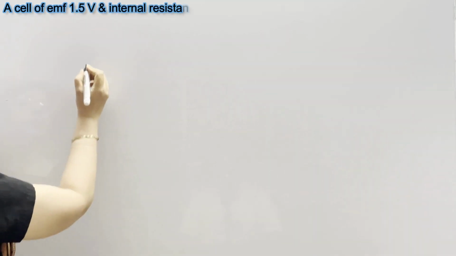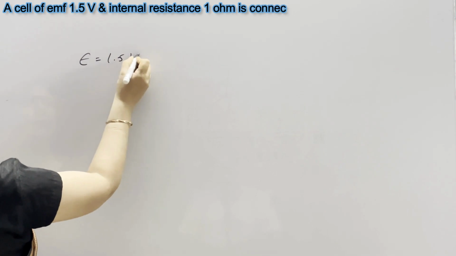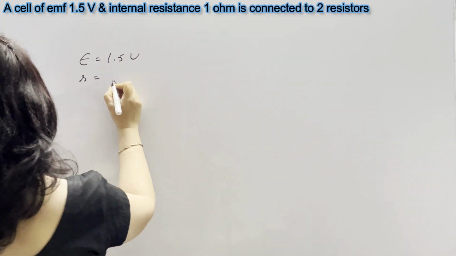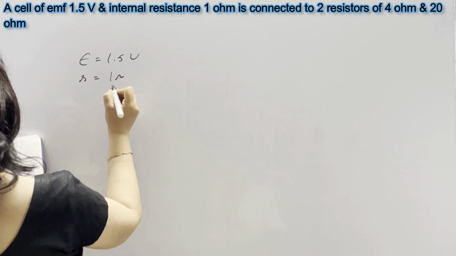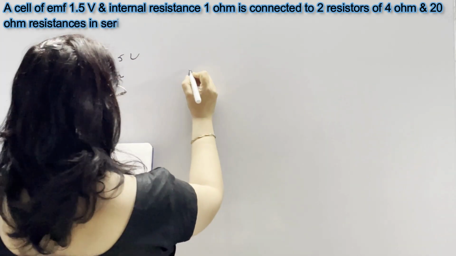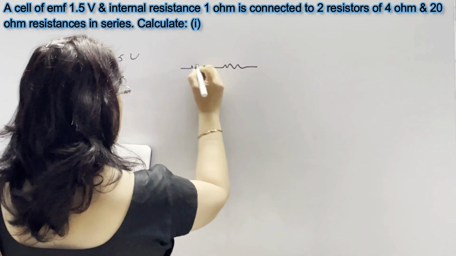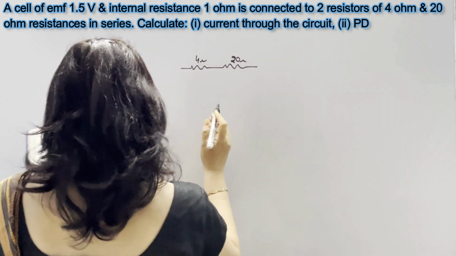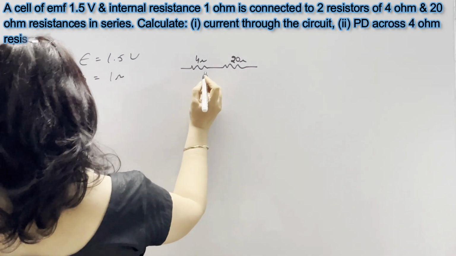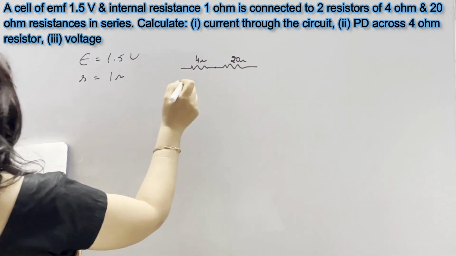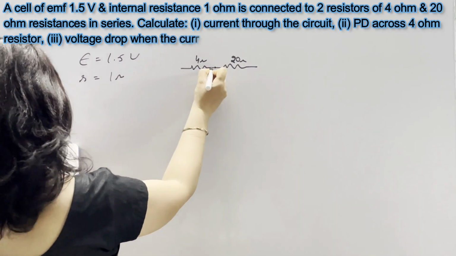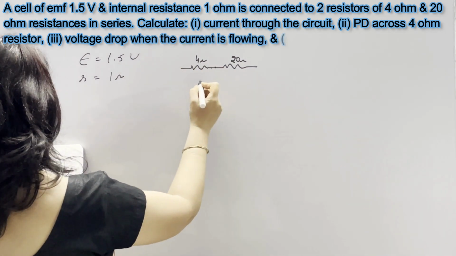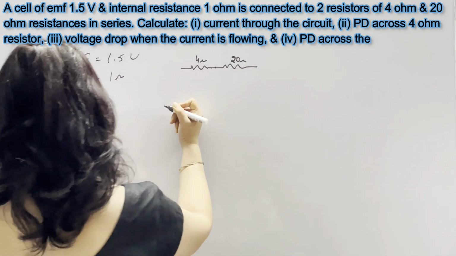In third numerical, a cell of EMF 1.5 volt and internal resistance 1 ohm is connected to two resistors, 4 ohm and then 20 ohm, in series. Now calculate the current through the circuit, potential difference across this 4 ohm resistor, and then voltage drop when current is flowing, and then potential difference across the cell.